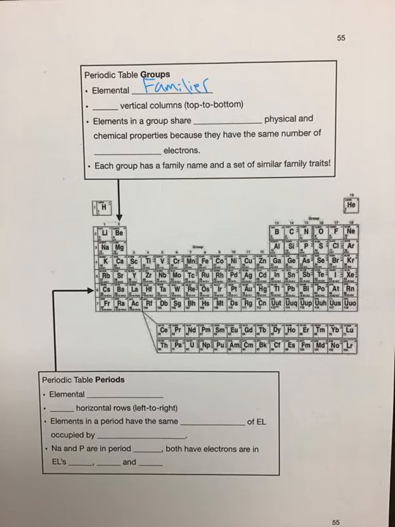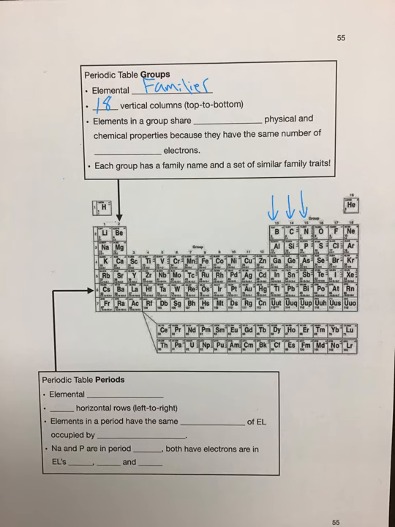So on the periodic table, we have 18 element groups or 18 element families. These are the vertical columns that go top to bottom. So whenever we are talking about an elemental group, we start at the top of the column and we work our way to the bottom.